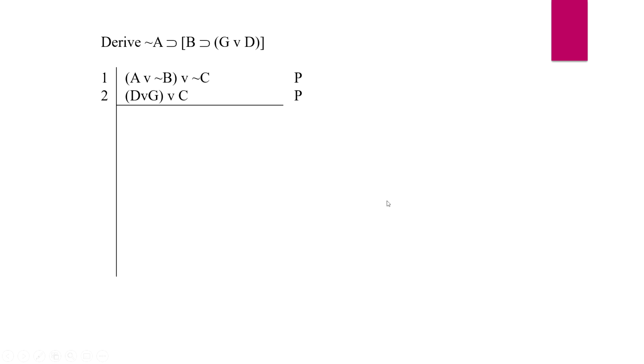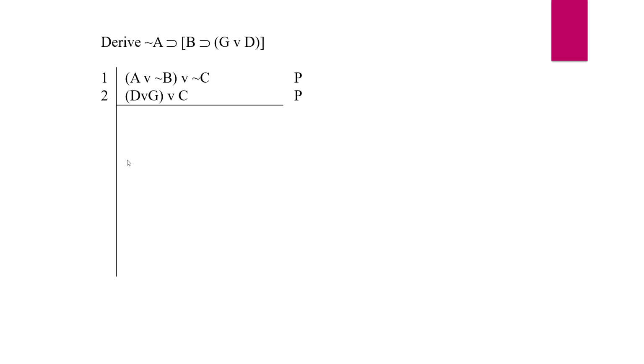Let's look at one more problem. This problem is quite a bit more complicated than anything we're going to ask you to do on the exam in this class. But let's look at it because I want you to see how you can work these things out. So what we're trying to get is: if it's not the case that A, then if B, then G or D. We have all of those parts in these sentences, and we have to try to figure out how to get them together.